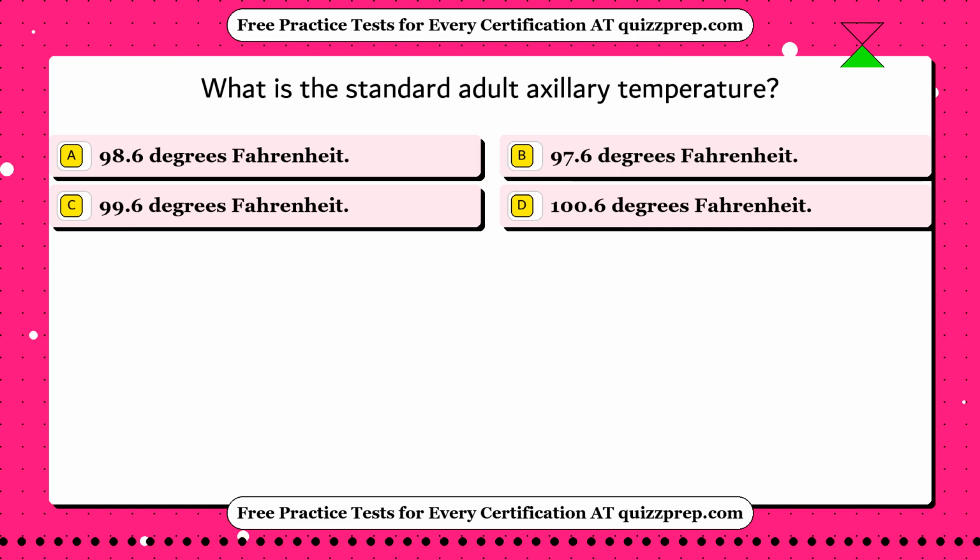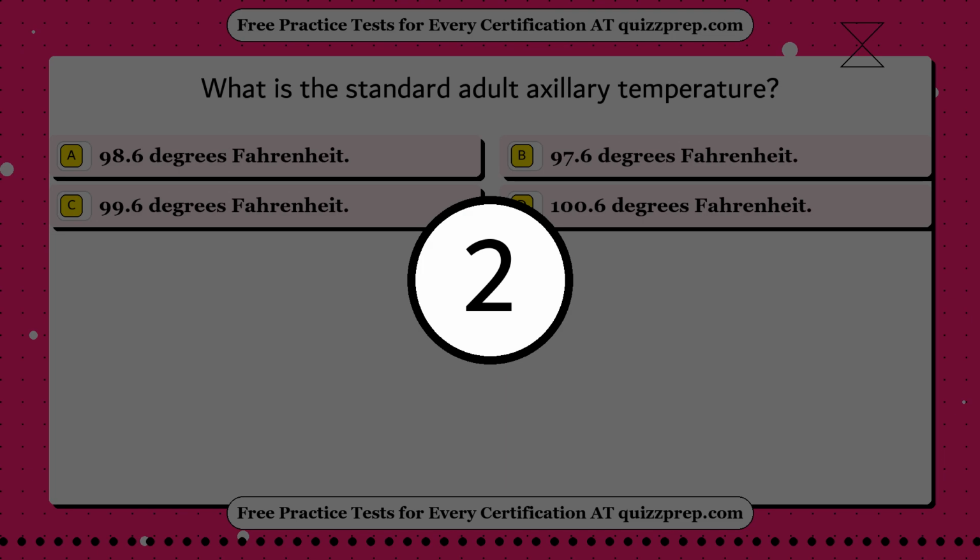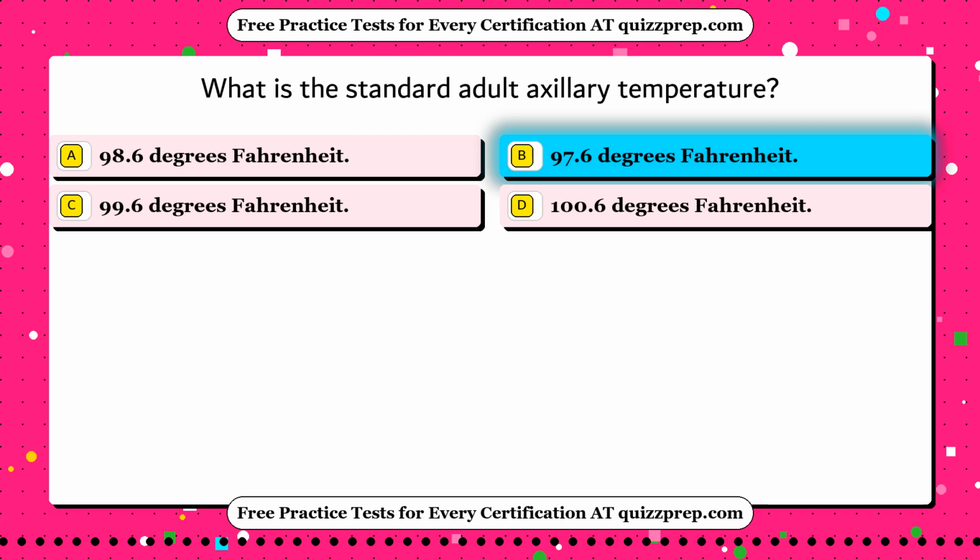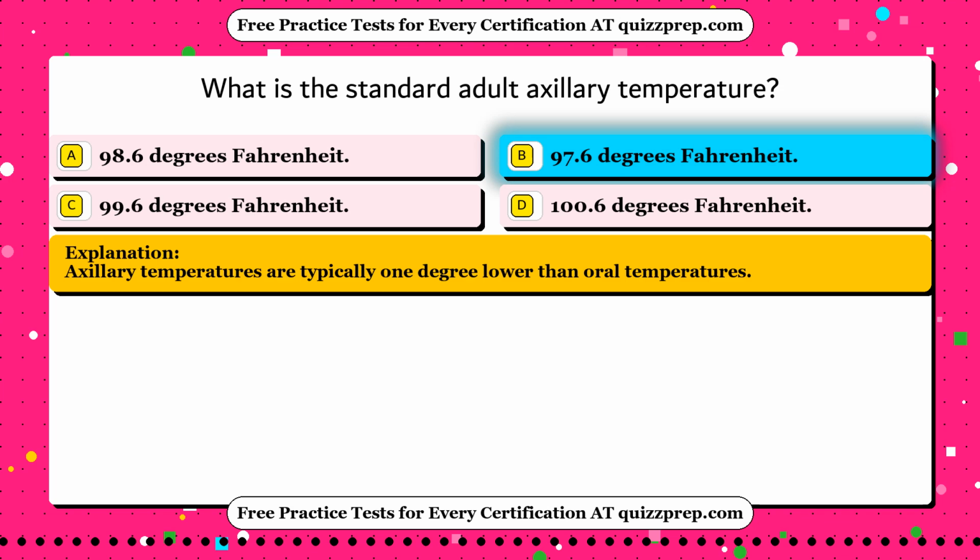Question 65. What is the standard adult axillary temperature? Option A 98.6 degrees Fahrenheit. Option B 97.6 degrees Fahrenheit. Option C 99.6 degrees Fahrenheit. Option D 100.6 degrees Fahrenheit. The correct answer is option B, 97.6 degrees Fahrenheit. Axillary temperatures are typically 1 degree lower than oral temperatures.